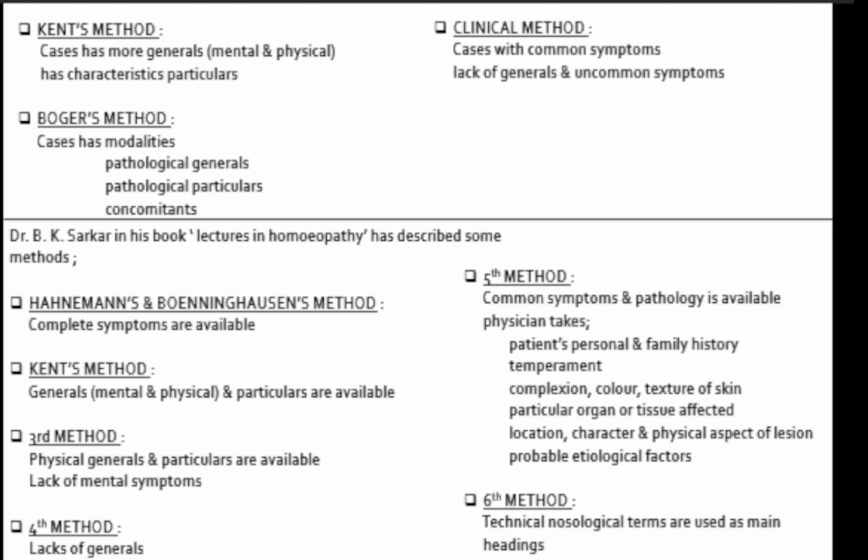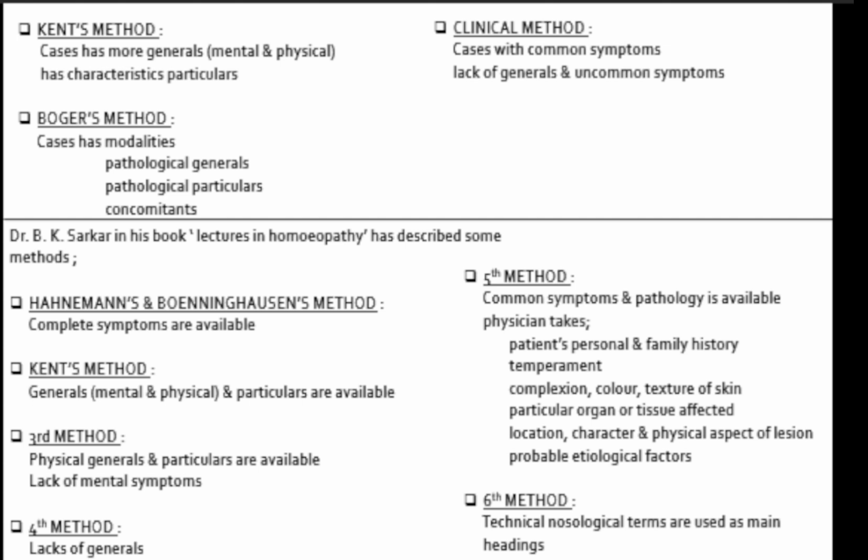If you have complete symptoms, use the Hahnemann and Boenninghausen method. If you have strong generals and particulars, use Kent's method. The third method is for when you have physical symptoms but absolutely no mental symptoms. The fourth method is for when the case completely lacks general symptoms.